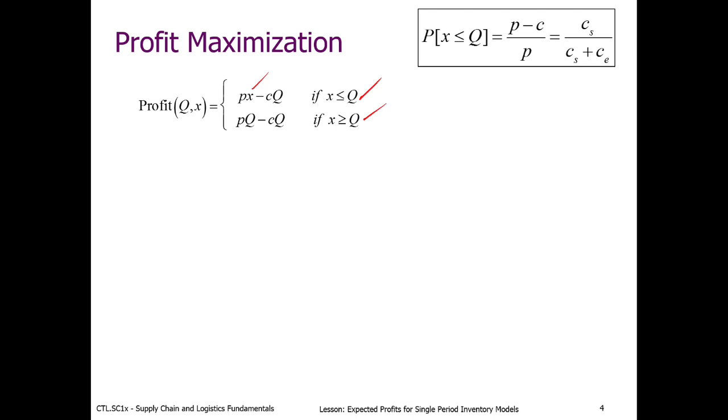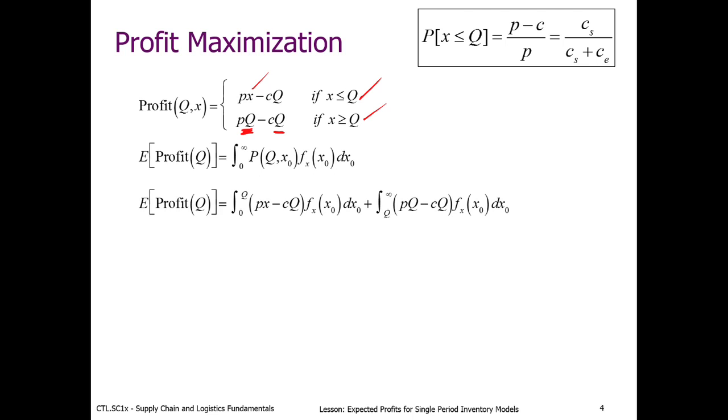If my demand is greater than what I have, it changes slightly in that I can only sell Q units. I can't sell the full X that's demanded, but I still get to subtract off a cost for each of the units that I ordered. So if we expand this out a little and look at the continuous case, this is simply the summation or the integral from 0 to infinity of that profit function. I can break it up into two, where this first term is the case where my demand is less than my quantity that I order, and the second is when the demand exceeds what I ordered for my quantity.